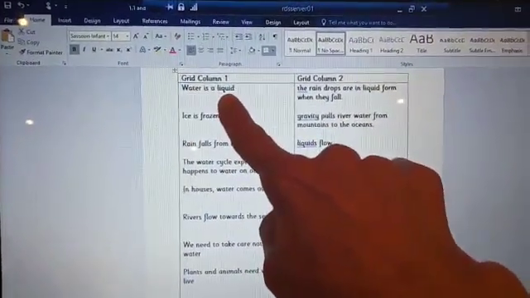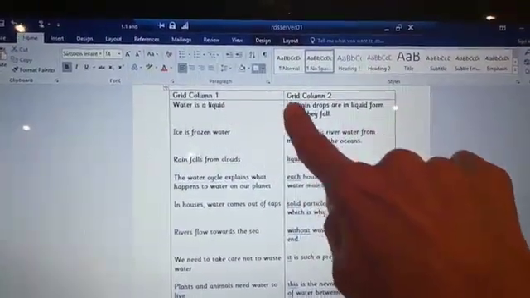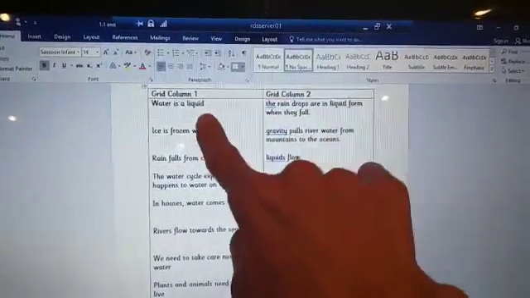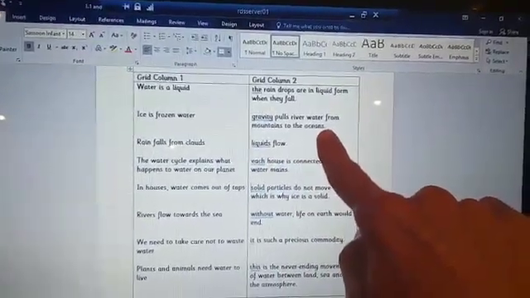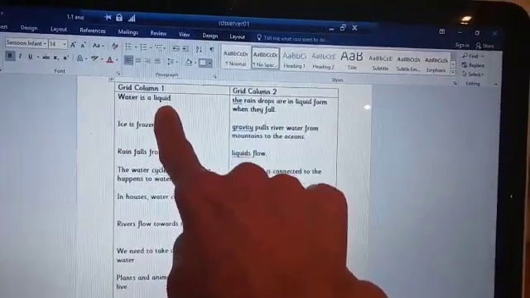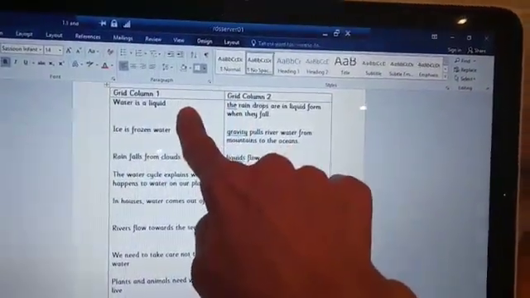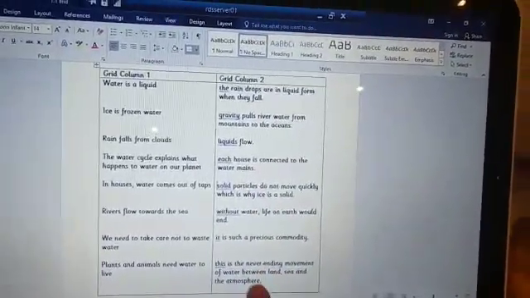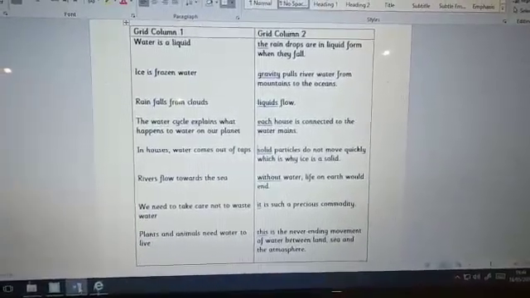Water is a liquid. That's our first clause. Add a semicolon when you write it. Would you like to follow this by the raindrops are in liquid form? Probably not. Would you like to follow it by gravity pulls river water from mountains to the oceans? Probably not. Remembering our first clause needs to be linked clearly to a second clause. Here, liquids flow. This could fit quite nicely after that first clause. You're going to choose which of these you would like to put after your initial clause. Pause the film now and you can copy those down in 2 columns.